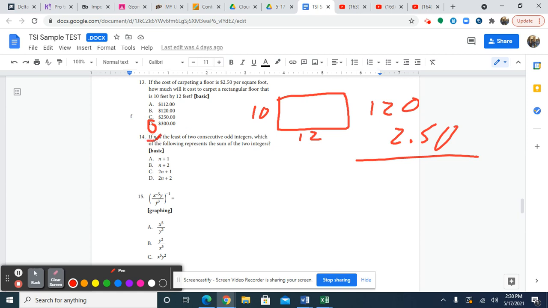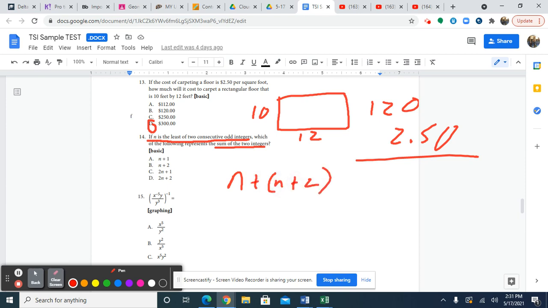Now 14. If n is the least of two consecutive odd integers, which of the following represents the sum of the two integers? So let's just say that we're adding two odd integers together. So n is the least of those. If I wanted to add another odd integer, I would have to add n plus 2.